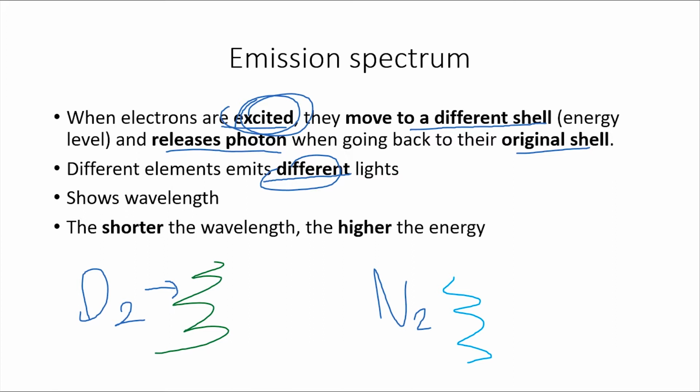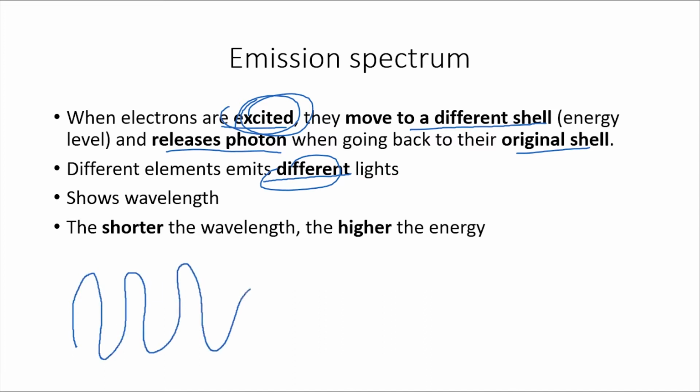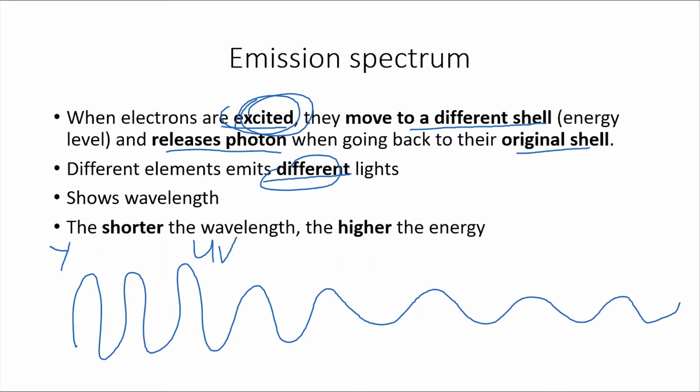I'll show you an example, but first, the shorter the wavelength, the higher the energy. Just like the wavelength diagram, you have this gradually changing to a long wavelength. And right here is the gamma rays, UV light, and the visible, and then the infrared, and so on and so forth.